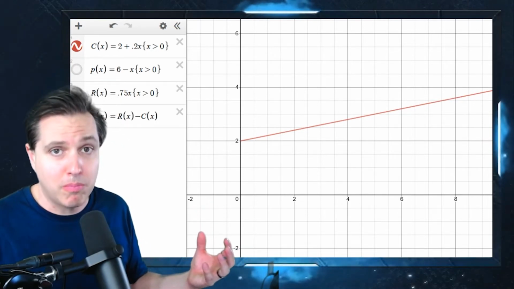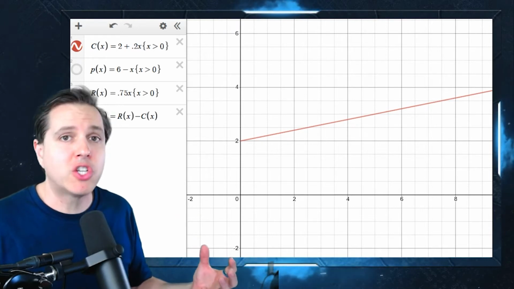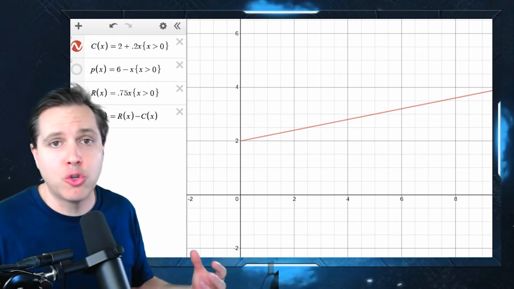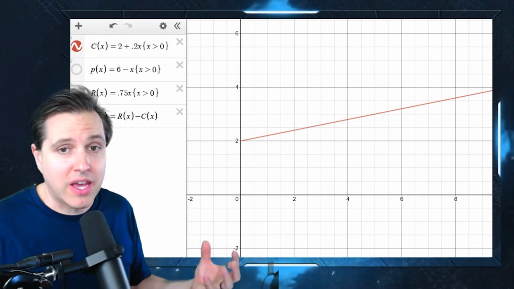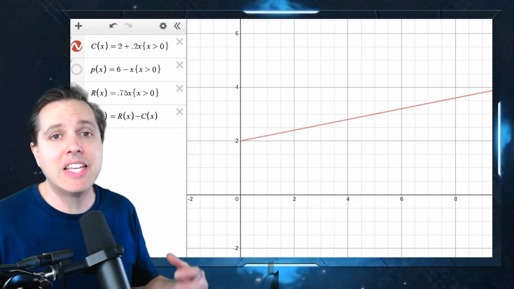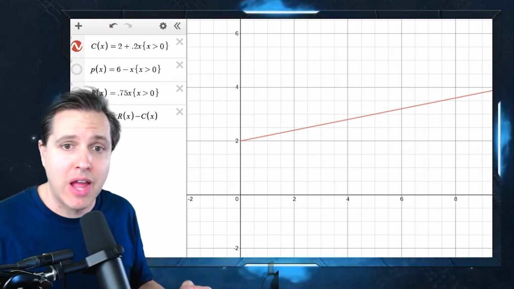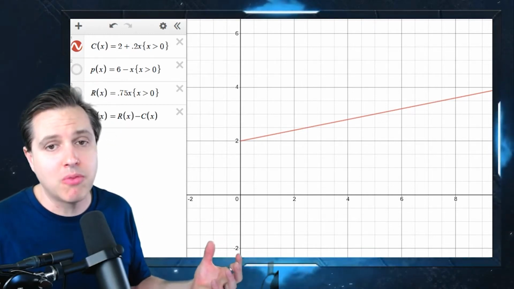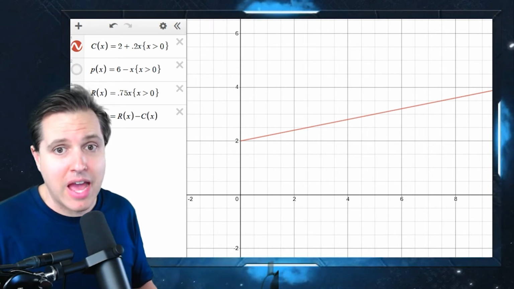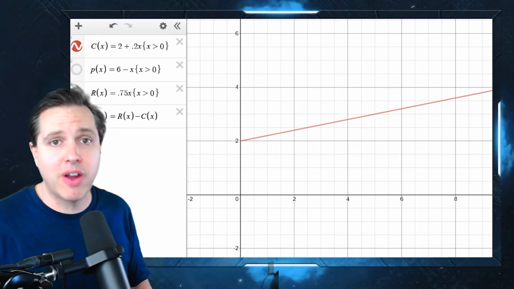So you can actually see this in the function. If we look at the constant in the function, the 2, that's fixed. Right? When we change our value for X, the 2 doesn't change. So it's fixed. The second term, the 0.2x, that is going to change depending on what X is. If we plug in 0 for X, that second term becomes 0. If we plug in 10 for X, that second term becomes 2. So that's the variable cost.